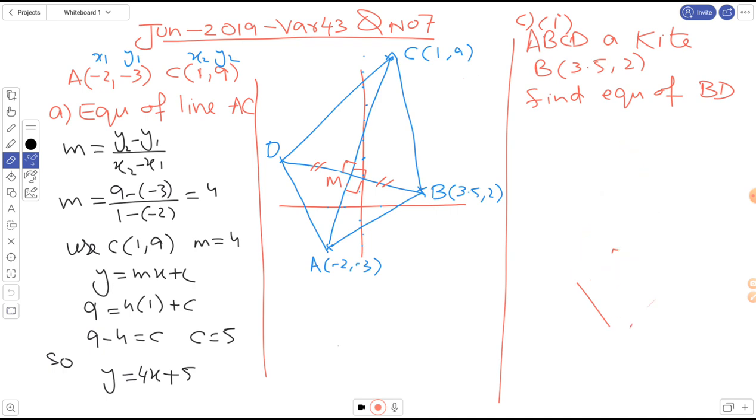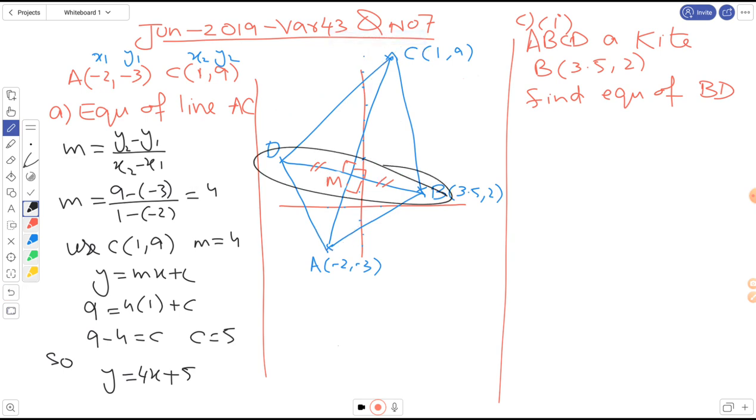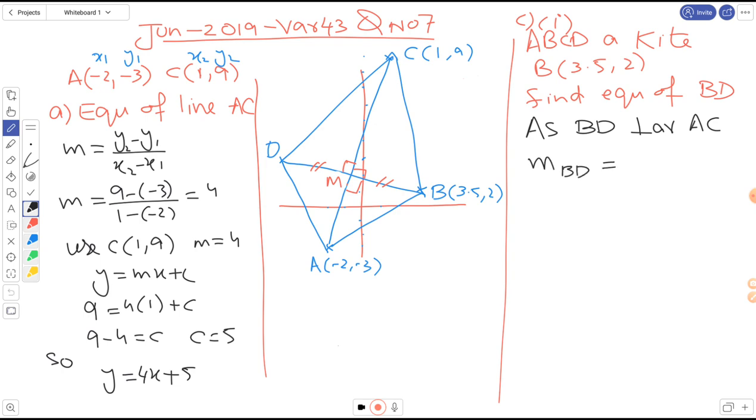Our first task is to find the equation of BD. How can we find the equation of BD? Because we know the AC gradient is 4, and I need the gradient of BD. So it's a perpendicular line, right? As the BD line is perpendicular to the AC line, I can say the gradient of BD is the negative reciprocal.